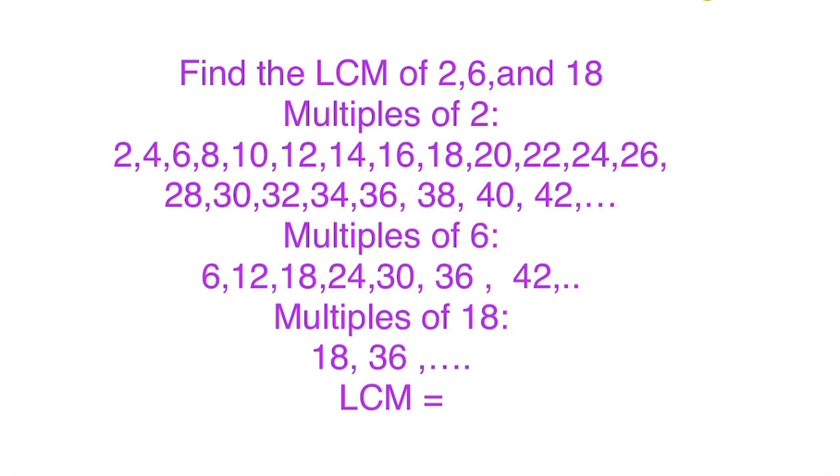Now we will find the LCM of 3 numbers. Look at the blackboard. Find the LCM of 2, 6 and 18. Multiples of 2, multiples of 6 and multiples of 18. Now here common multiples are 18. So the lowest common multiple of 2, 6 and 18 is 18.